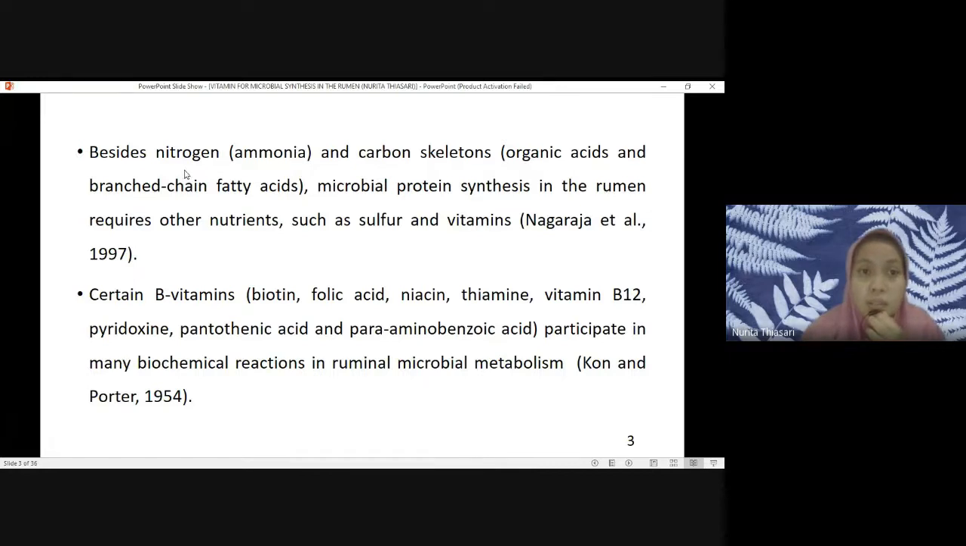Besides nitrogen, usually in the form of the ammonia and carbon skeleton, for example, organic acids and the branch chain fatty acid, microbial protein synthesis in the rumen requires another nutrient such as sulfur and vitamins. Certain B vitamin, biotin, folic acid, niacin, thiamine, vitamin B12, pyridoxine, pantothenic acid, and para-aminobenzoic acid participate in many biochemical reactions in ruminal microbial metabolism.